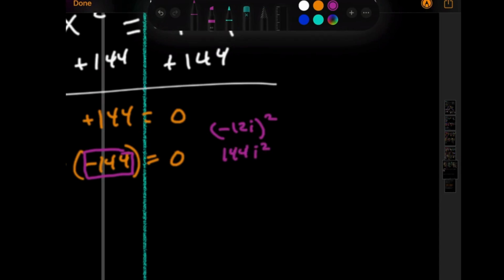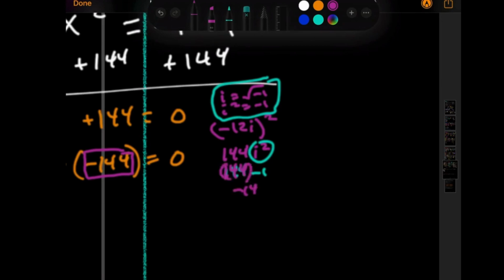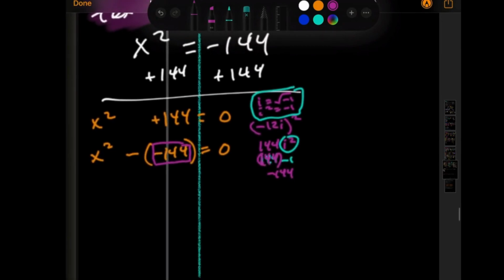And remember, what do the pirates say? i is the square root of negative 1, or i squared is equal to negative 1. So if we remember this information, then we can say that's negative 1, and negative 144. Okay, so that means that I can put in here negative 12i, or there's a second one, I can choose positive 12i.